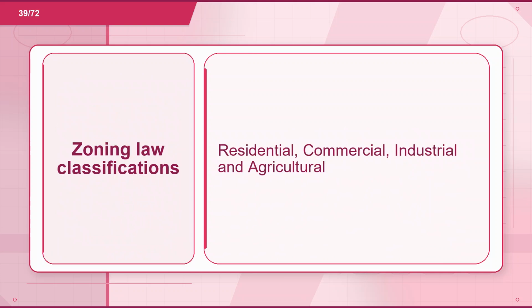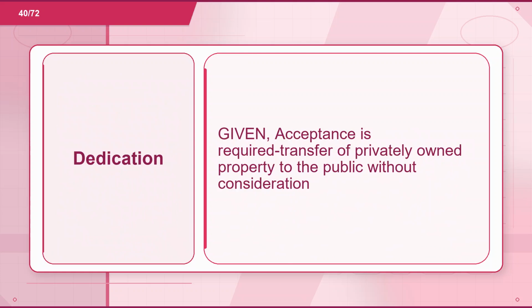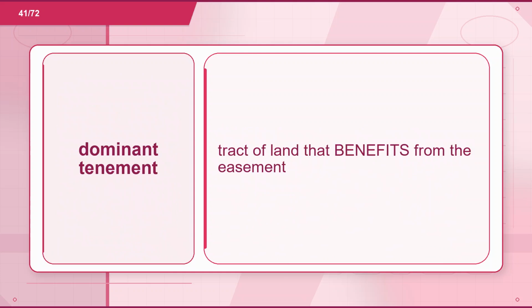Flashcard 39, term: zoning law classifications. Definition: residential, commercial, industrial and agricultural. Flashcard 40, term: dedication. Definition: given, acceptance is required, transfer of privately owned property to the public without consideration. Flashcard 41, term: dominant tenement. Definition: tract of land that benefits from the easement.